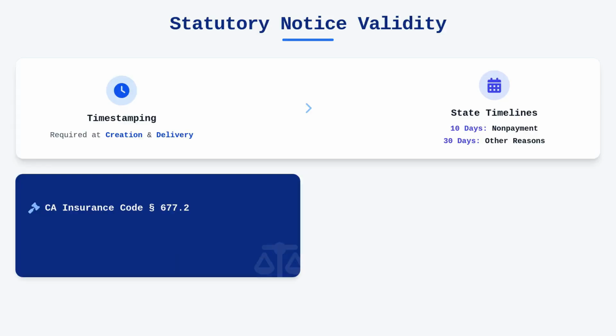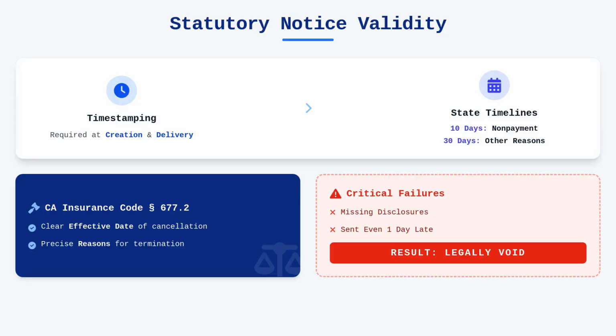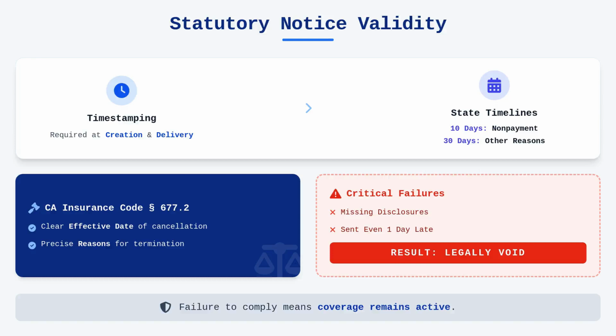According to California Insurance Code Section 677.2, the notice must clearly articulate the effective date of the cancellation and the precise reasons for the termination. If the text fails to include these disclosures, or if the timestamp indicates the notice was sent even a day late, the entire cancellation becomes legally void and the coverage remains active.